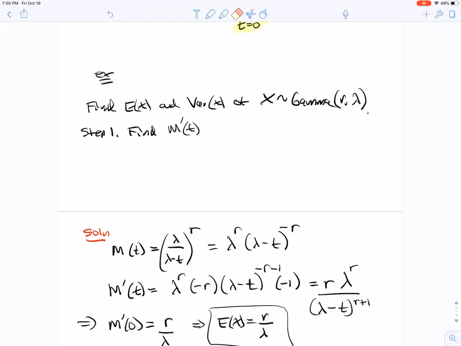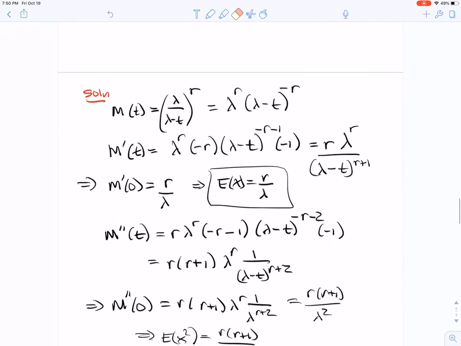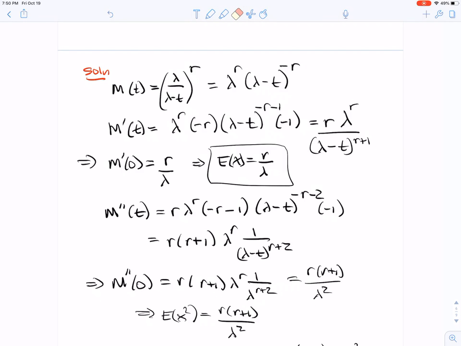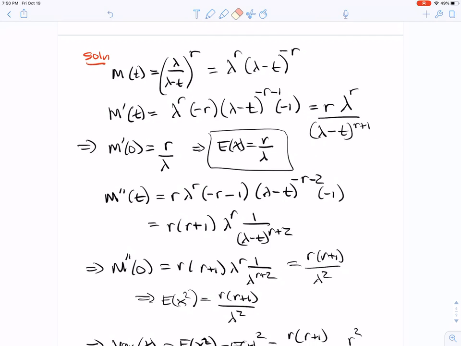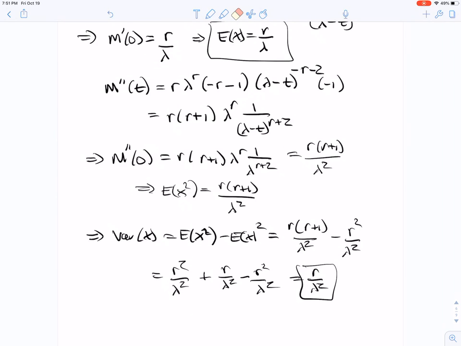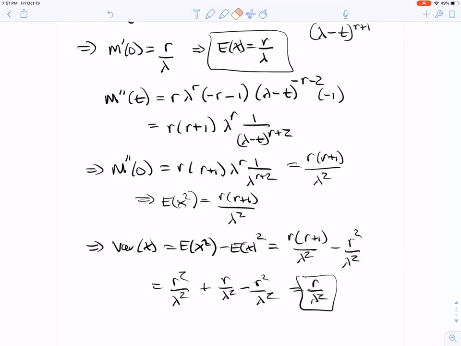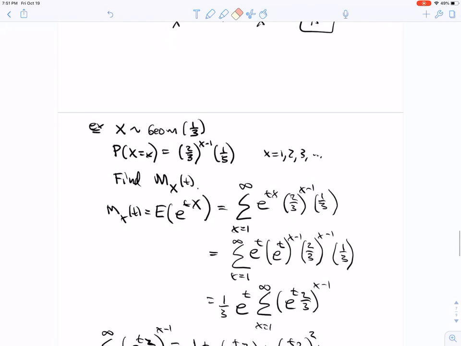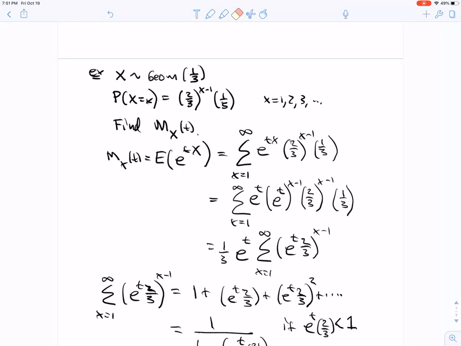Then I asked you to find the expectation and variance of the gamma. So you found the first and second derivative of the gamma moment generating function. This was a pretty straightforward calculation. I won't go over this. And then you plug in 0 for t. So we got the usual values for the expectation and variance. And then I asked you to compute the moment generating function for a geometric 1/3.